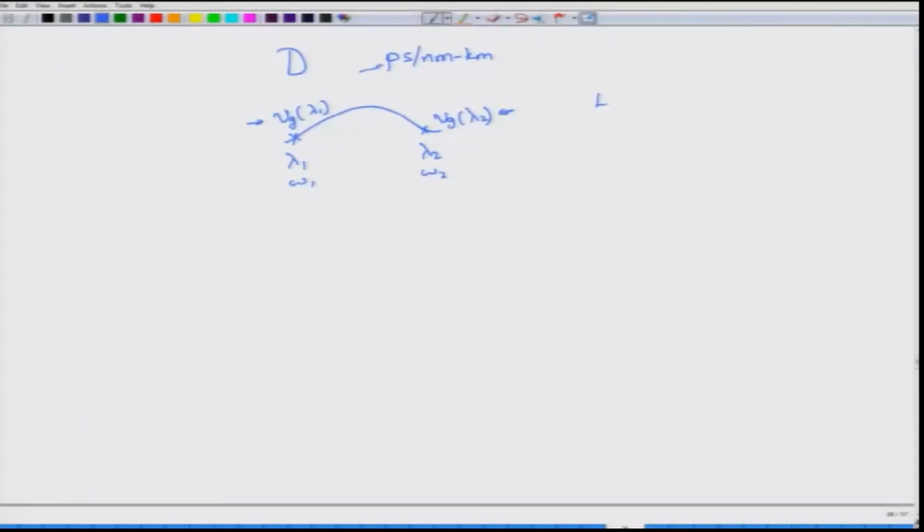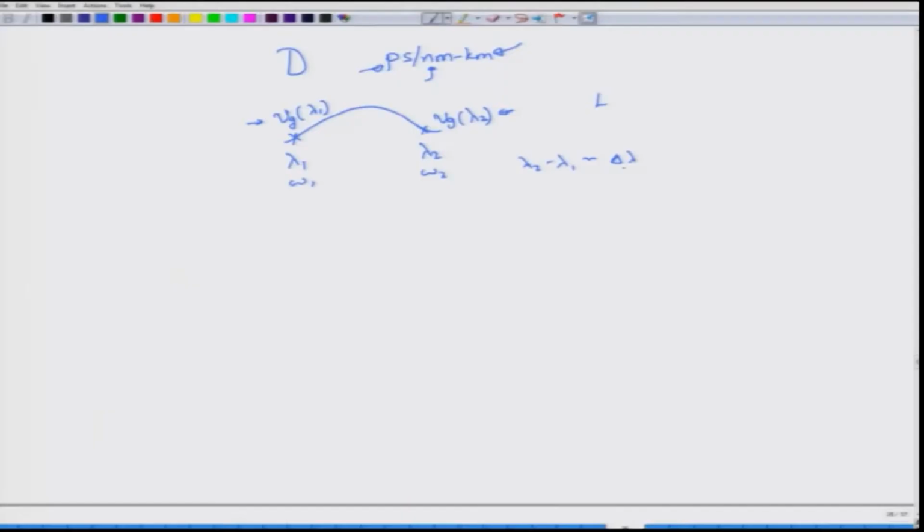So, how much delay is measured in picosecond, and the distance over which they have propagated is measured in kilometers, and the spectral width, that is lambda 2 minus lambda 1, which I will denote as delta lambda, is measured in nanometers. In fiber optic communication systems, and in most cases where you are dealing with light, it is quite common to use wavelength rather than frequency to describe the width. And this delta lambda is called the spectral width.